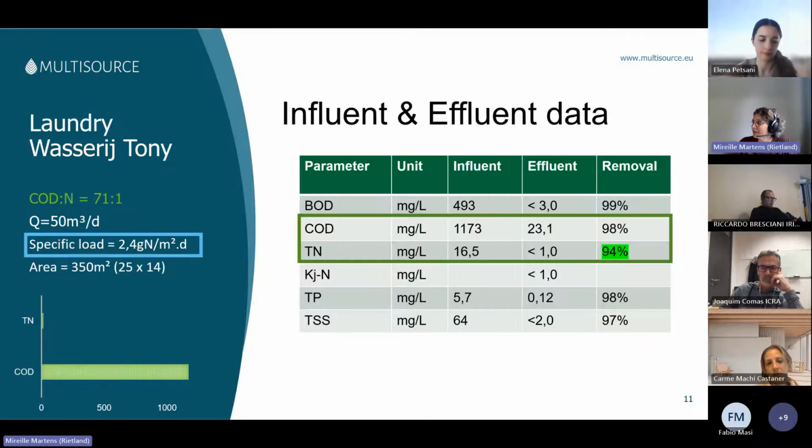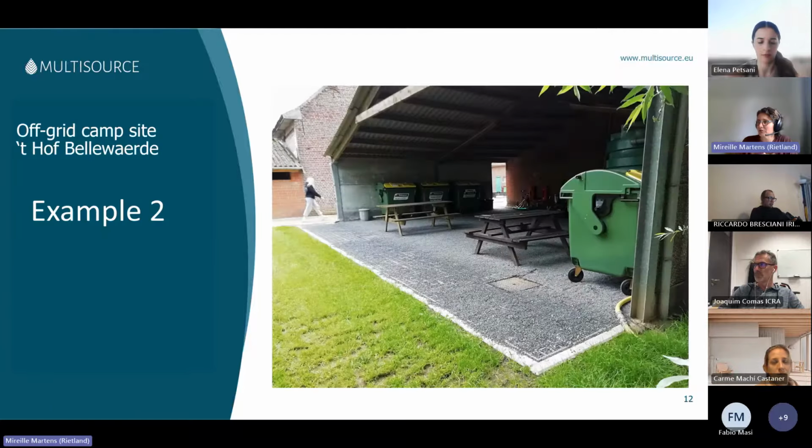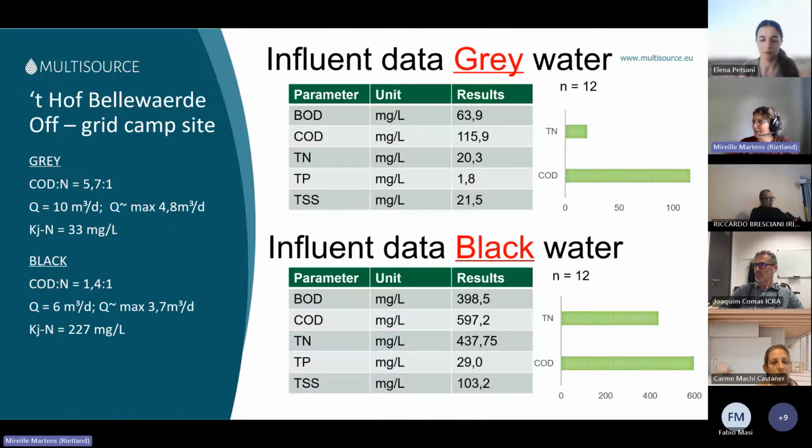But this is actually no surprise because the COD-N ratio is very high. The specific load of nitrogen is also 2.4 grams nitrogen per square meter per day, so that's not so overloaded. This is quite an ideal situation. If we move on to example number 2, that is the multi-source campsite. Probably you have heard about it. Here we have split up the domestic wastewater into grey water and black water.